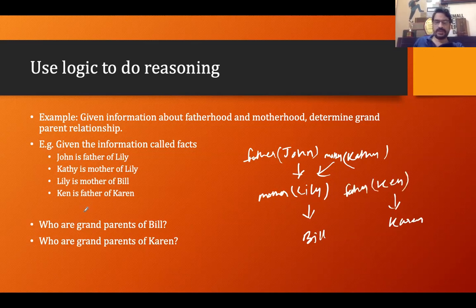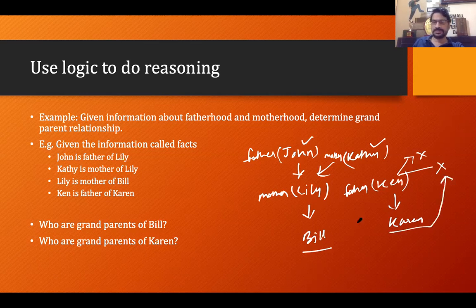Now my query is, who is the grandparent of Bill? So Bill has a mother, Lily. So definitely John and Kathy will be the grandparents of Bill. Yes? Now, who is the grandparent of Karen? Karen has a father, Kane. But who is the father of Kane? We don't know. Who is the mother of Kane? We don't know. So how can we know the grandparent of Karen, right?